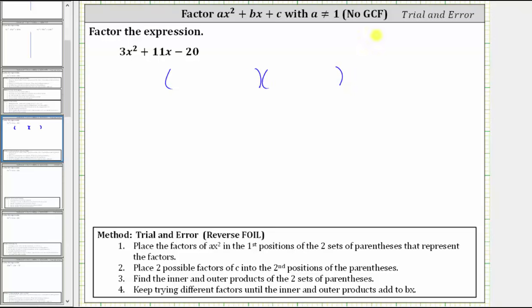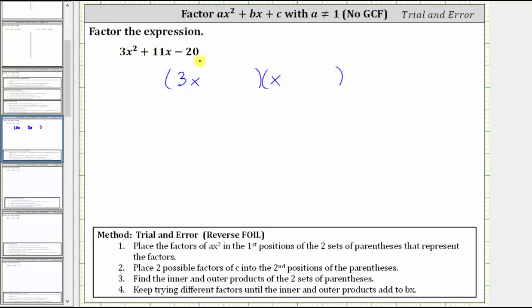The first step in the trial and error method is to place the factors of ax squared in the first positions of the two binomial factors. Ax squared is equal to 3x squared, and 3x squared is equal to 3x times x. Let's place 3x in the first binomial factor and x in the second binomial factor.